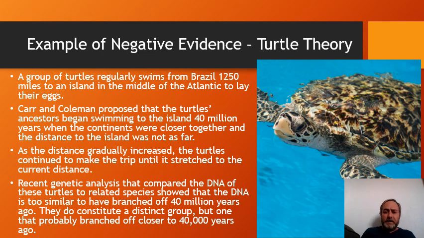In a recent genetic analysis, which is in the report, they compared the DNA of these turtles to related species, and they concluded that the DNA between these turtles and other turtles is just too similar to have branched off 40 million years ago. So they are a distinct genetic group of turtles, but they probably branched off closer to 40,000 years ago. So that's the report. Now we have to dig through this and find the real world thing under investigation, find the model, find the prediction, find the data. It's not explicit here exactly. It's all in there, but it takes a little work. So we'll walk you through this example.